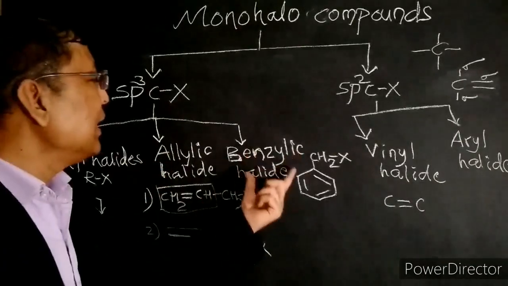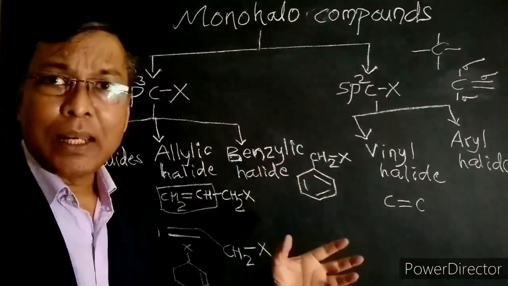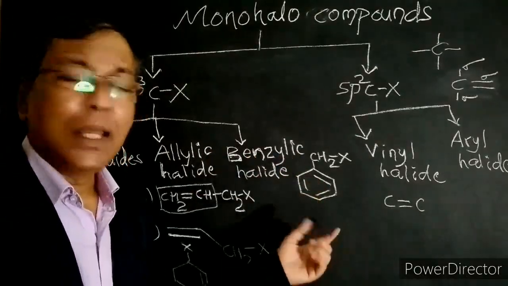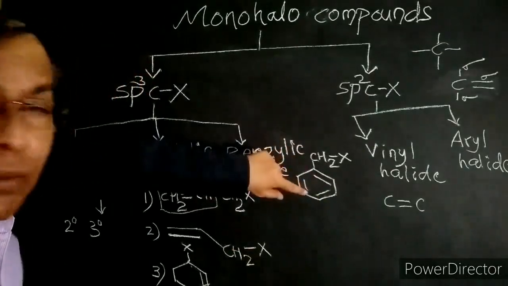Then benzylic halide. What are benzylic halides? In a benzylic halide, the halogen atom is attached to that carbon which is next to the benzene ring.